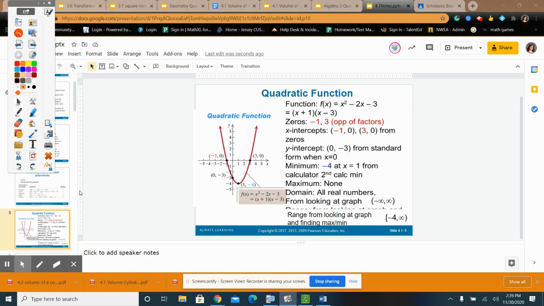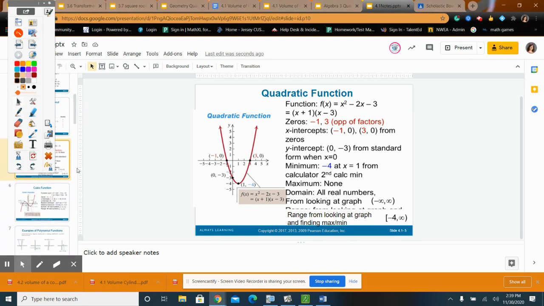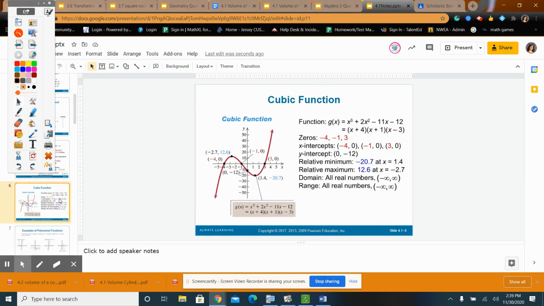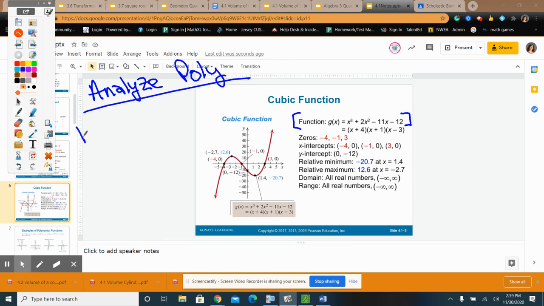Well, now we're going to apply this to more polynomials like cubics. So if you have a function, you might not know how to factor it. So when we analyze, this is what I'd like you to write down. When you analyze polynomials, the first thing you would like is factored form. Well, what if you don't know how to factor?